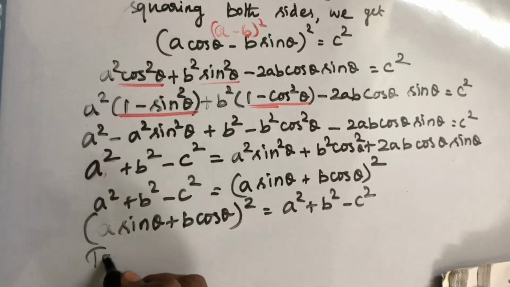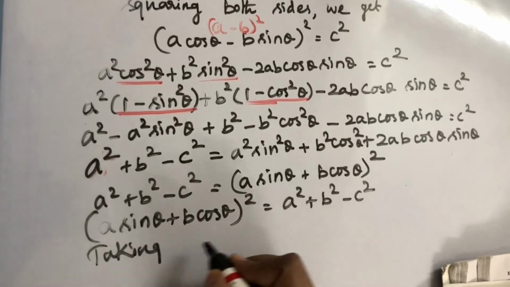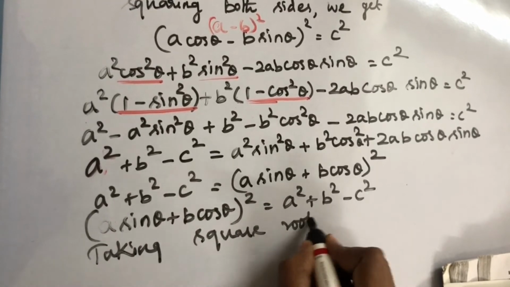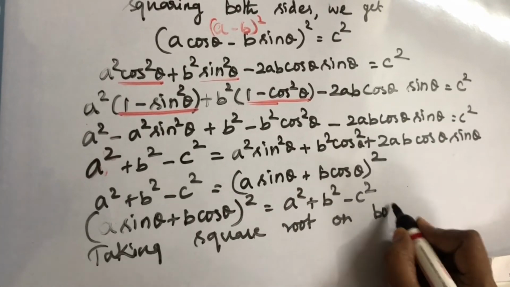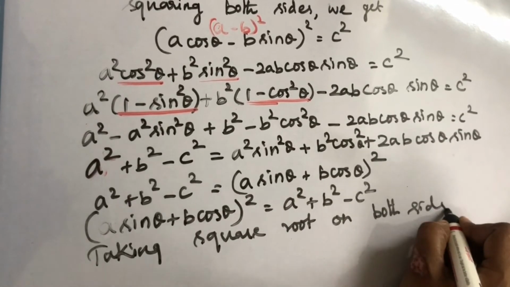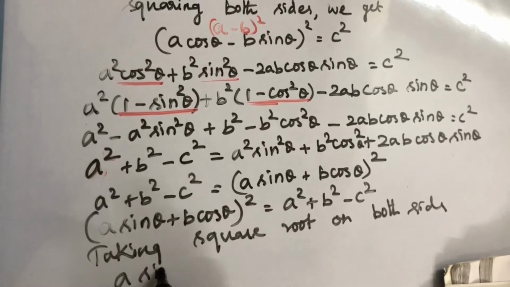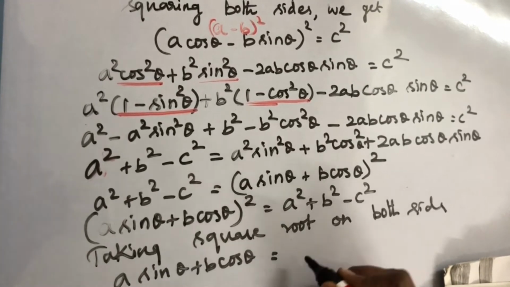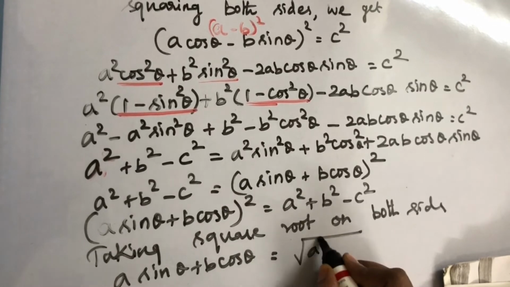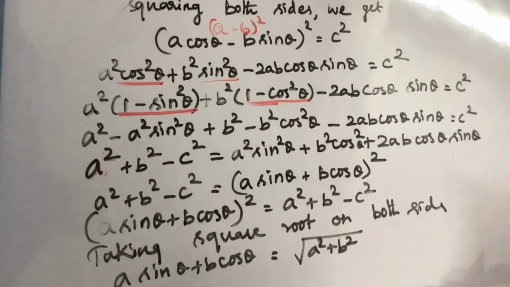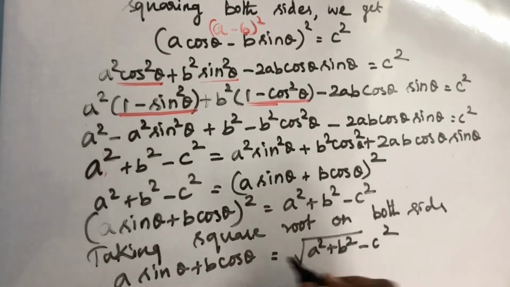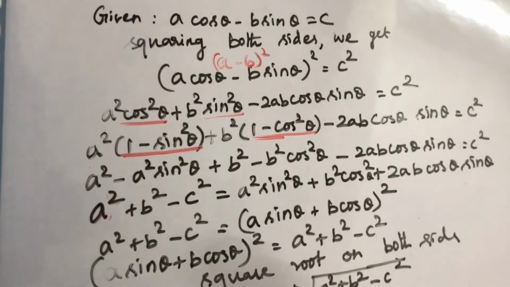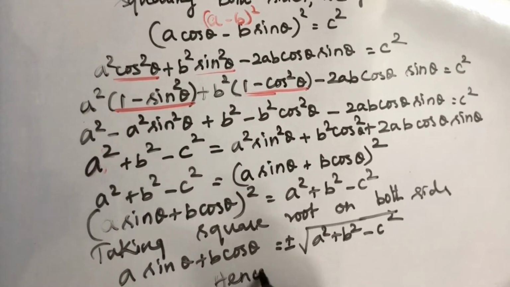So taking square root on both sides, you get A sin theta plus B cos theta is equal to square root of A square plus B square minus C square. It is plus or minus. This is what we have to prove, and hence we proved.